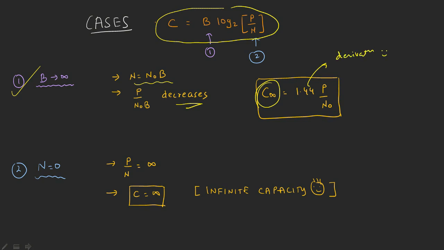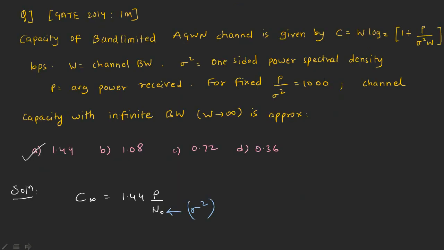Its derivation is available. If you need the derivation, tell me in the comment section. I will prove that as well, that C infinity for infinite bandwidth is equal to 1.44 P by N naught. Now the second case is, what if my channel has no noise, a noiseless channel? Then my N is 0. If my N is 0, then P by 0 means infinity. If my capacity is infinity, I am happy, I can send as much information as I want. There is no noise in my channel. So when noise is 0, capacity is infinity. That was the next variation. So I hope you got the variation.